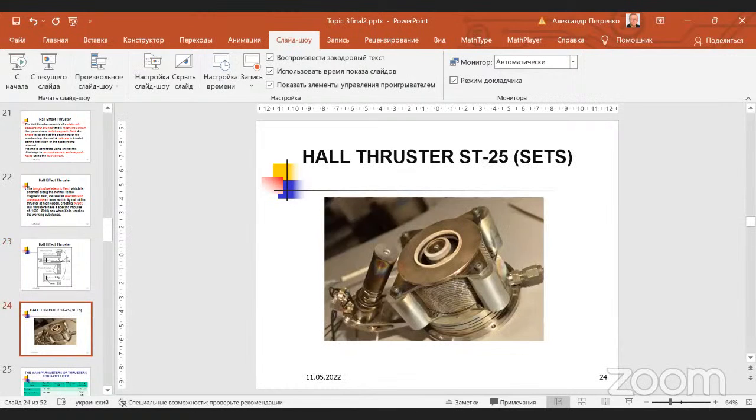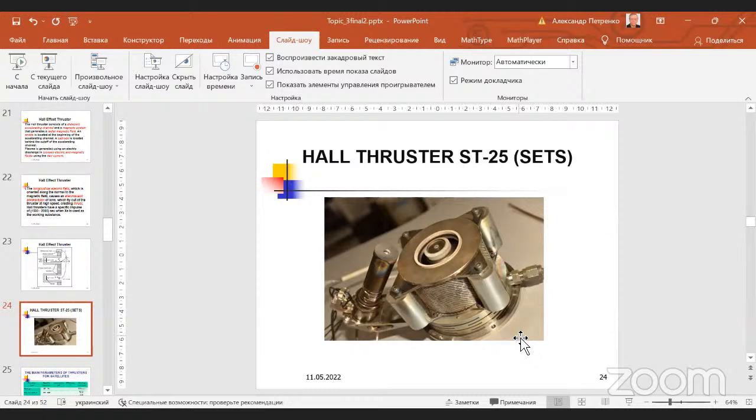So here you can see an example of a structured Hall effect thruster, the so-called ST25. This thruster was designed, manufactured and tested in the laboratory where I worked as a scientific consultant. This laboratory is called Space Electrical Thruster Systems. It is located in our city, and we designed different kinds of Hall thrusters.